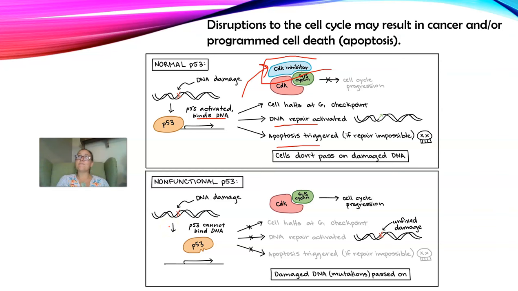However, in 50% of human cancers, there's a mutation and P53 does not work as planned. And you can see that there's no inhibitor. So that cyclin-dependent kinase gets activated and you have damaged DNA getting copied as it goes through the cell cycle. So P53 is super important at regulating whether or not the cell passes that G1 checkpoint.